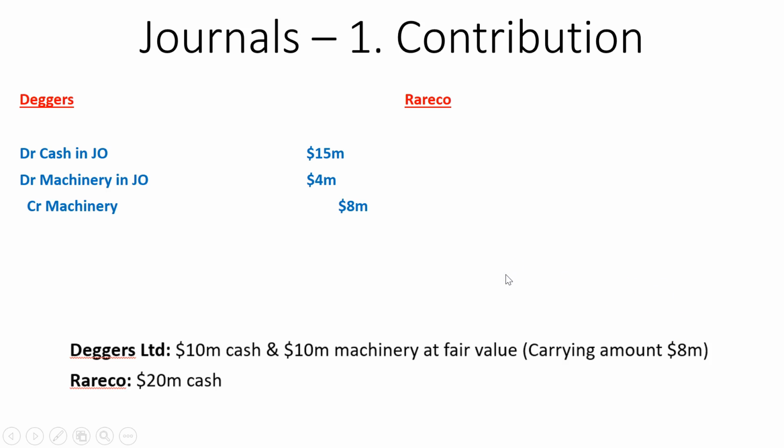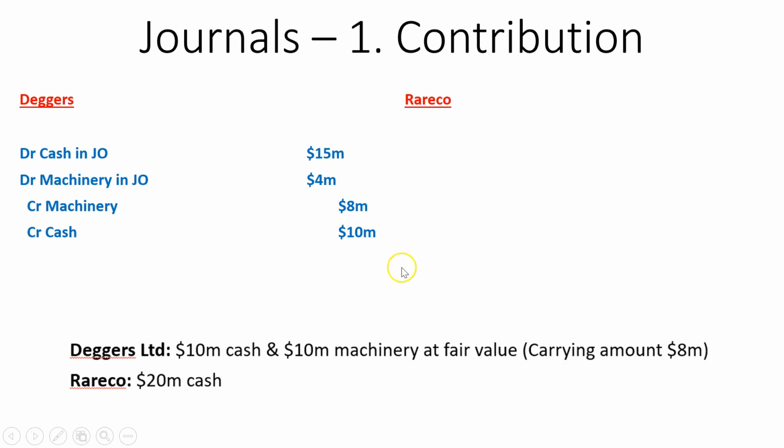Next, we'll credit the machinery by $8 million. Why? Well, it's just because Deggers originally had the $8 million machinery. They've now put it into the joint operation, so we're clearing it from our balance sheet, and we re-recognize the 50% of the machinery that Deggers was entitled to, but we just move it into the joint operation machinery account. Okay, so we've cleared the entire original carrying amount, and we've just recognized half that is now in the joint operation.